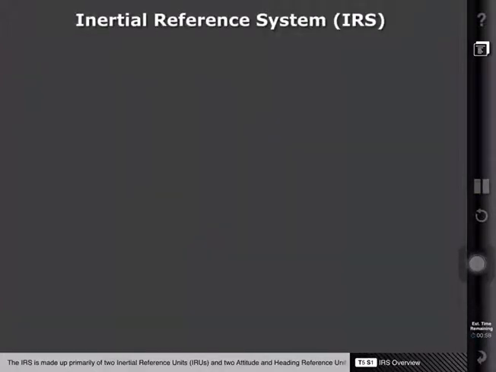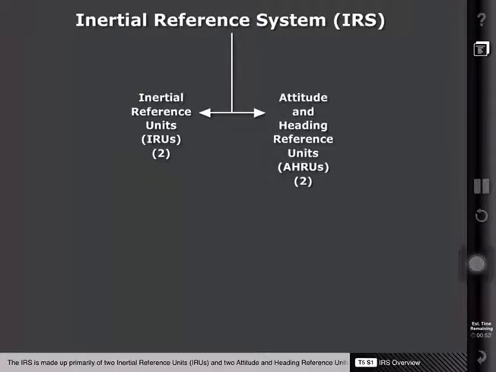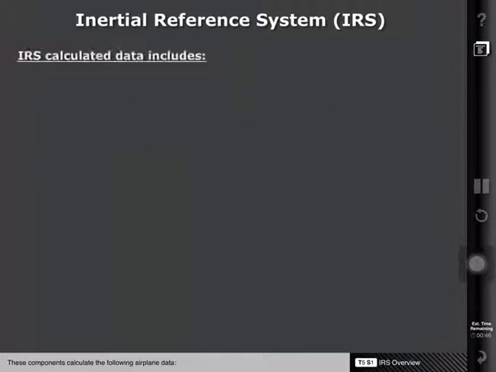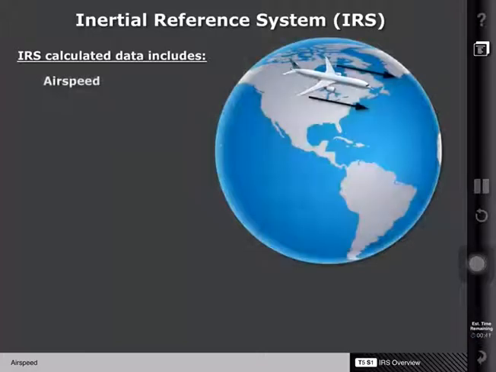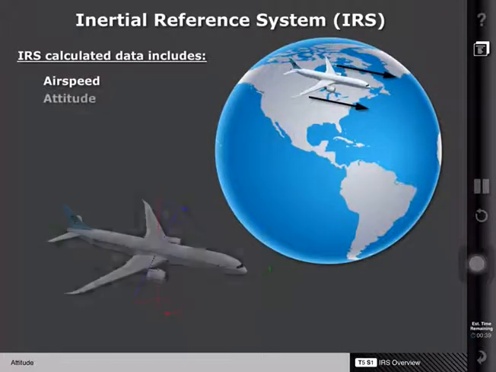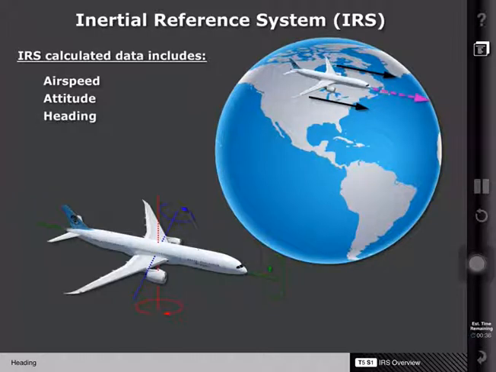The IRS is made up primarily of two inertial reference units, or IRUs, and two attitude and heading reference units, or AHRUs. These components calculate the following airplane data: airspeed, attitude, heading, and position.